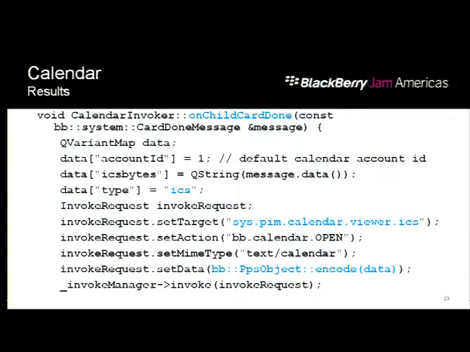You may notice a problem here: since we're using the same invoke manager, you're going to get this child card done thing back again, and you may end up in a weird infinite loop, which is bad news. So you probably want to check the data you're getting back.